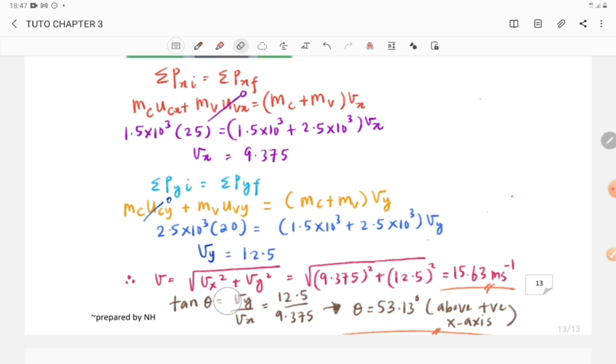Next, you calculate the direction of this final velocity by using trigonometry, which is tangent theta is equal to Vy over Vx. Substitute the value of Vy and Vx, and finally you will get the direction of the final velocity of both vehicles after collision is 53.13 degree above positive x-axis.